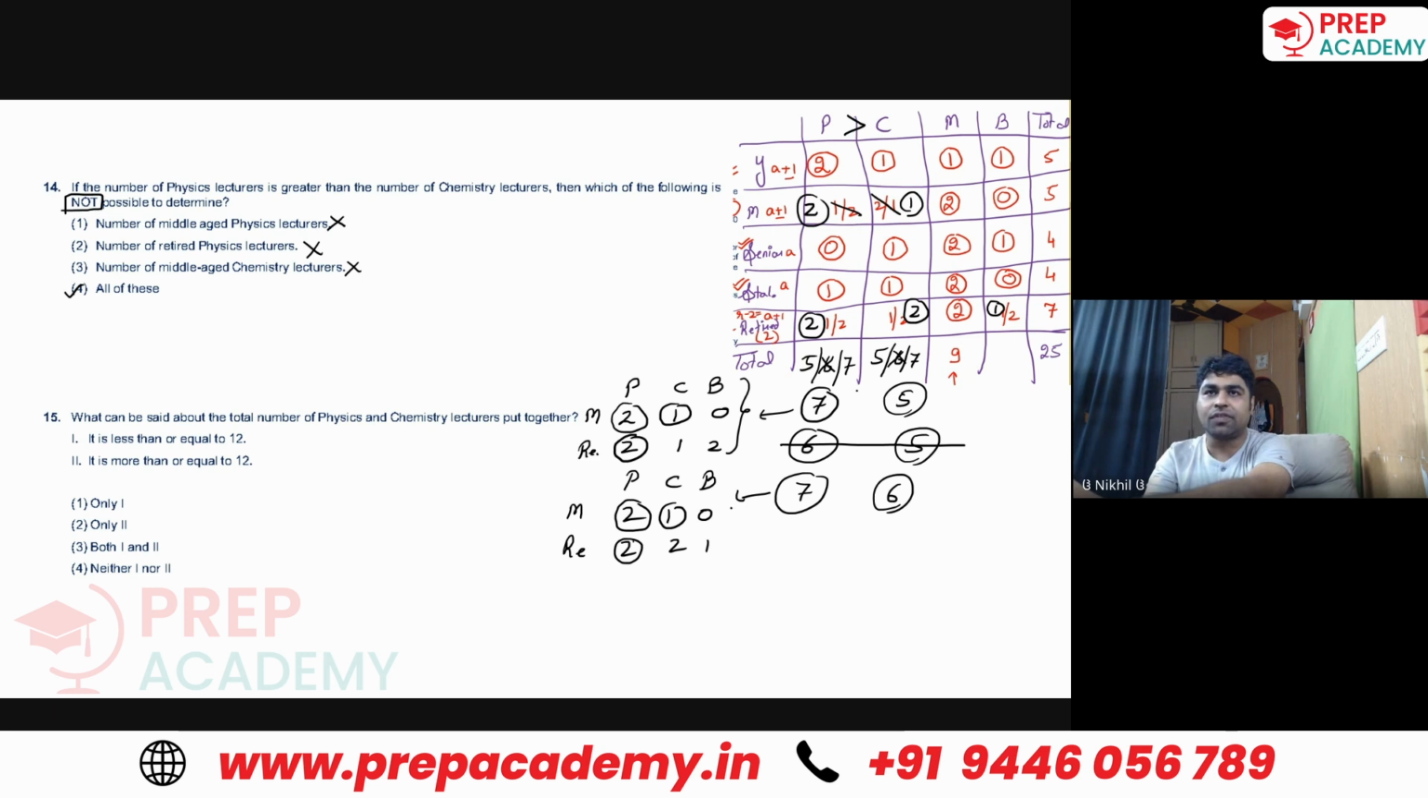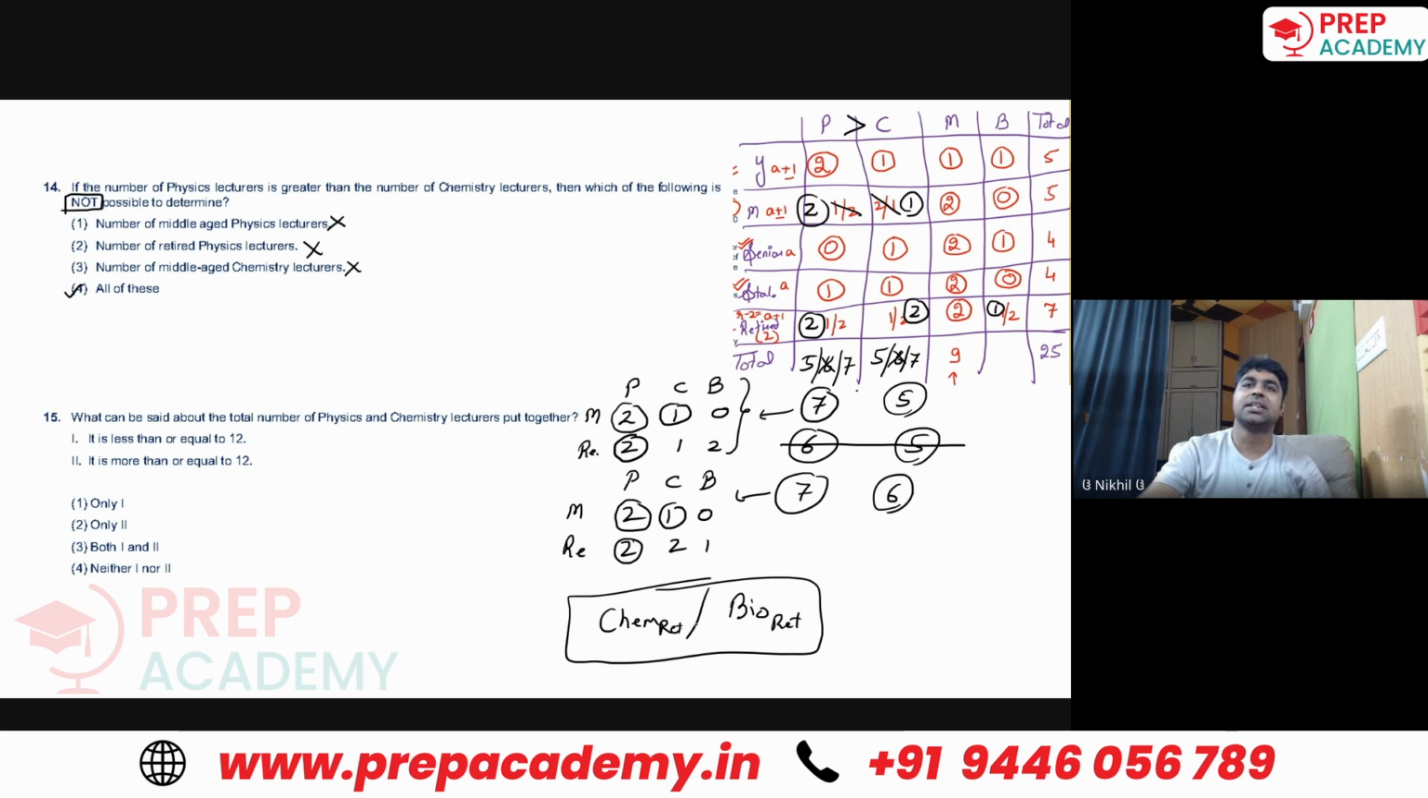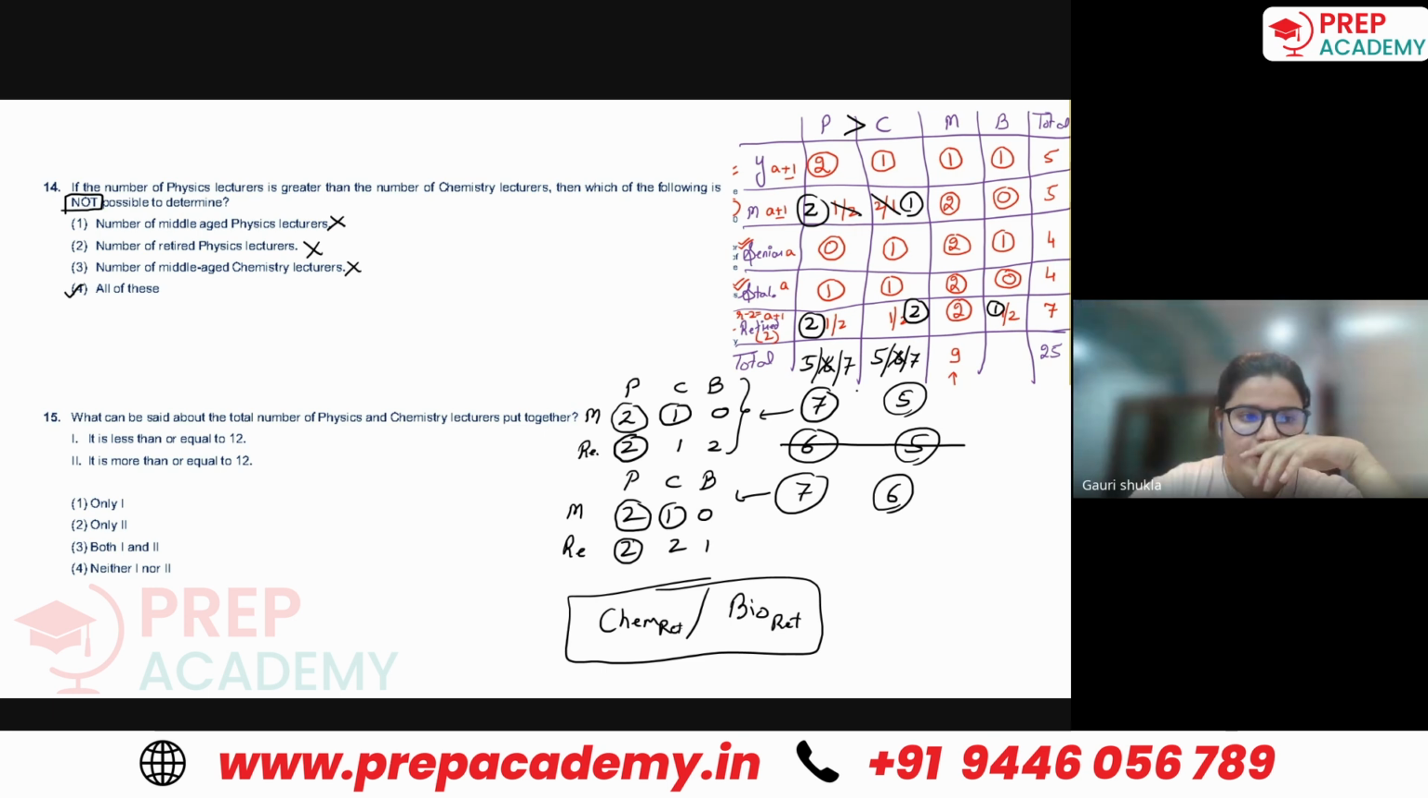Why? Which of these is not possible to determine? The answer should have been: chemistry retired people we will not be able to determine, and biology retired people we will not be able to determine. These two we will not be able to determine. Everything else is for sure determinable. Is it clear now? Yes, sir.